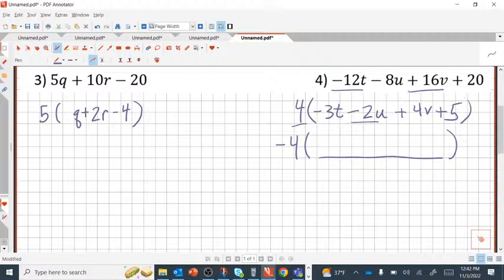Because 4 goes into all of these numbers. That's how you know. And the thing is, you could have factored out a 2, but then you could have factored out a bigger number. And to be fully factored, you want the biggest number possible.